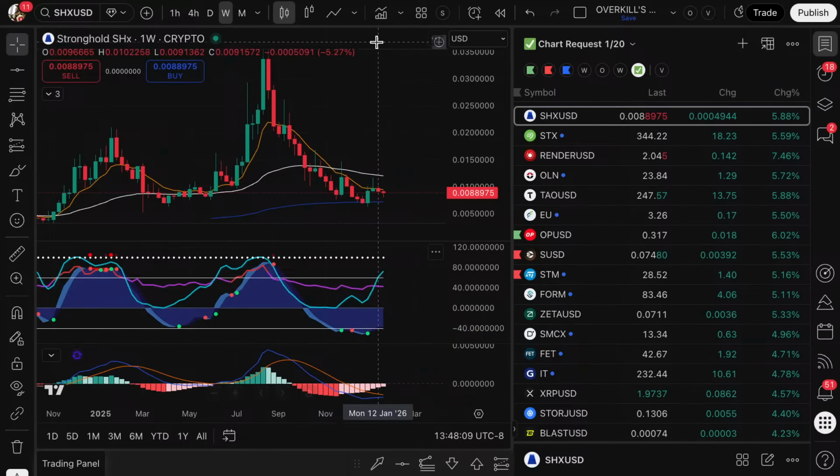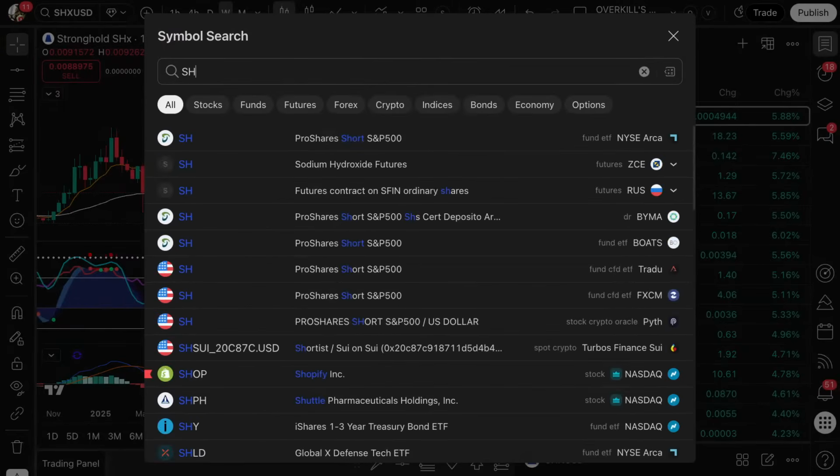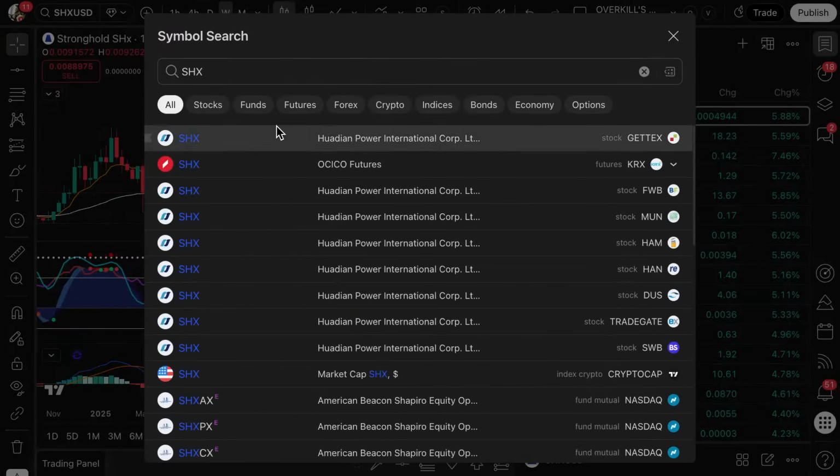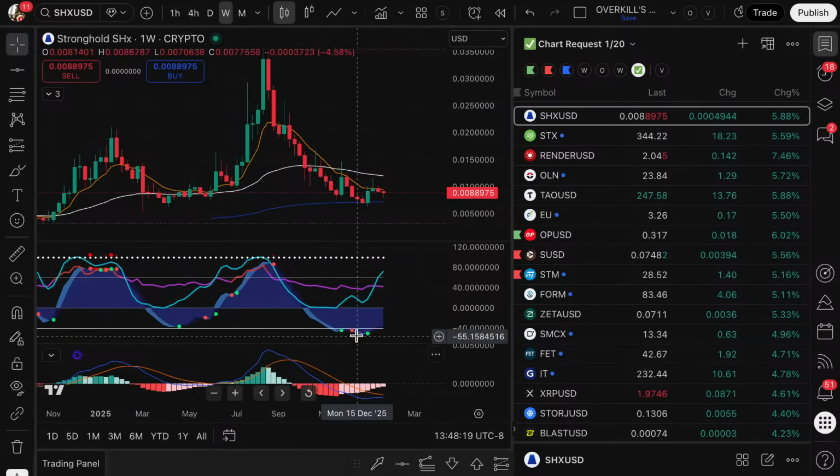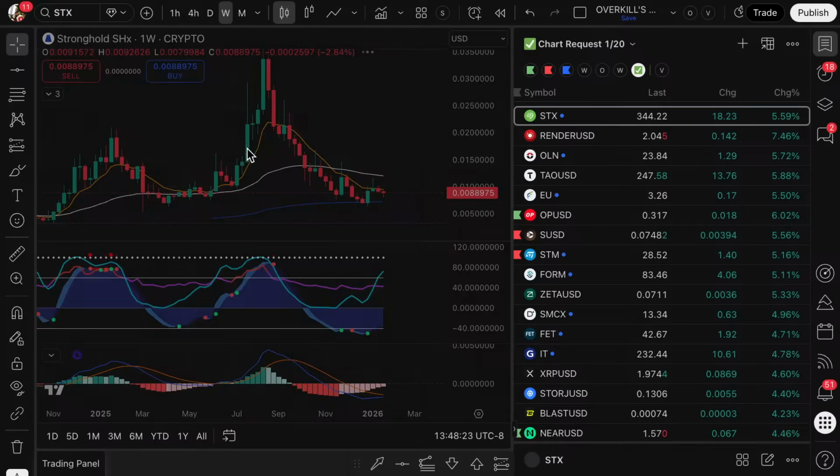So you got a green dot here on the weekly on SHX. Looks like, is that a crypto? Must be a crypto, huh? So yeah, we'd be buyers down here. We'd be buyers down here on SHX.